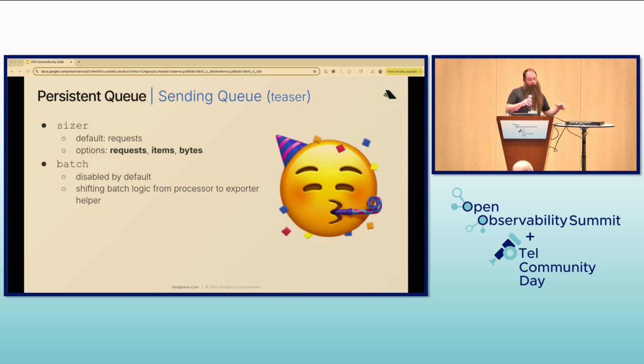Currently, what I am most familiar with is batching data as a processor, but that is actually moving into the exporter helper. So all of that batch functionality is shifting into the helper for reasons more than I have time to go into.